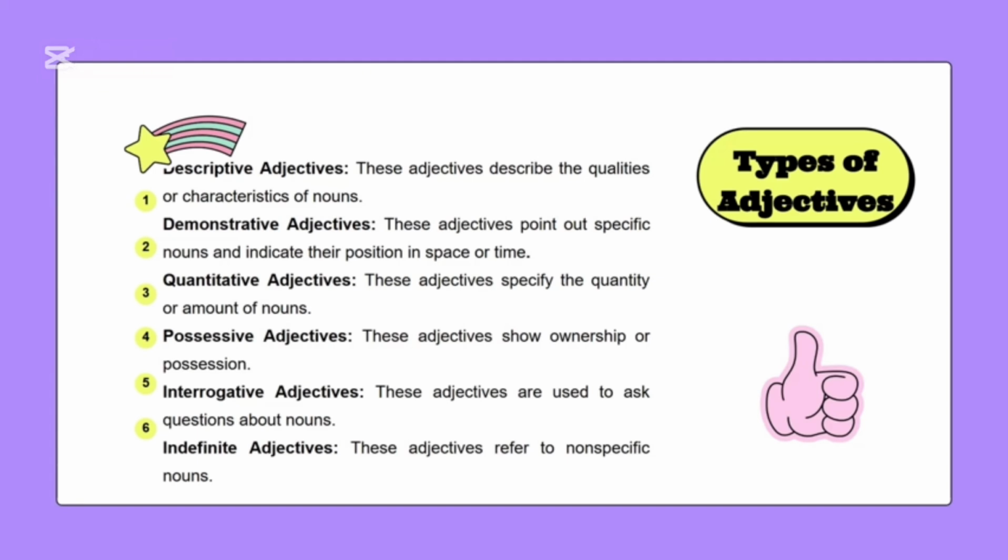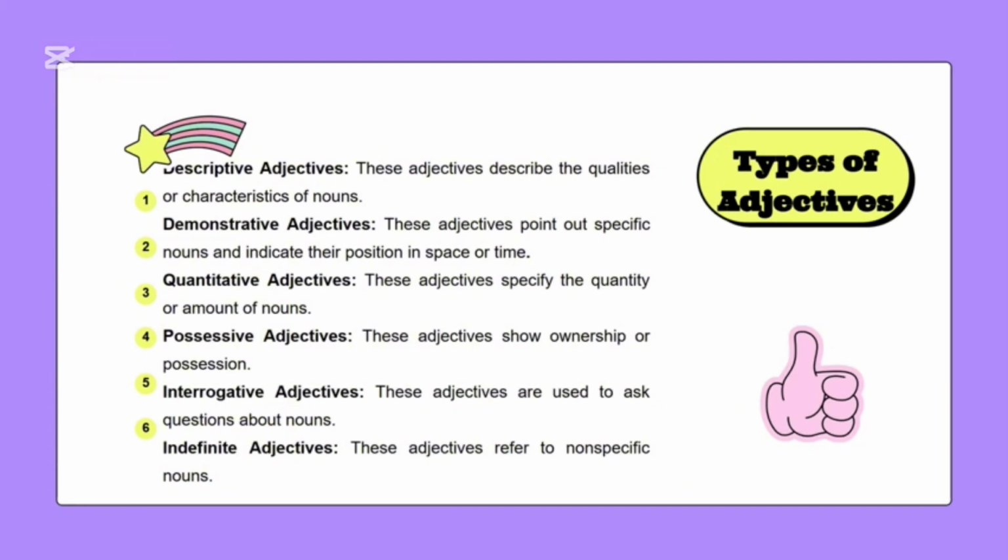Let's look at some examples. Descriptive: she has a beautiful garden. The descriptive adjective here is beautiful. What type of garden is it? A beautiful garden. Demonstrative adjective: I want to buy this dress. I'm specific. I'm pointing out which dress I want to buy. So the word this is the demonstrative adjective.